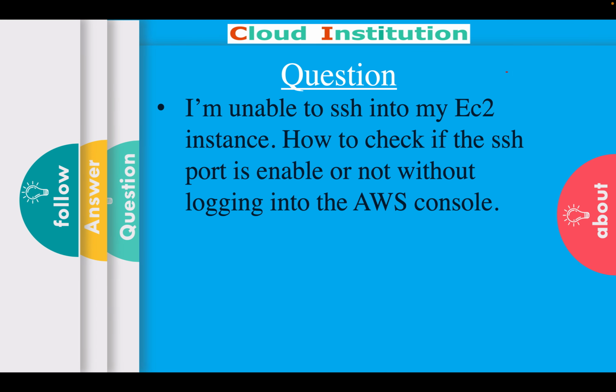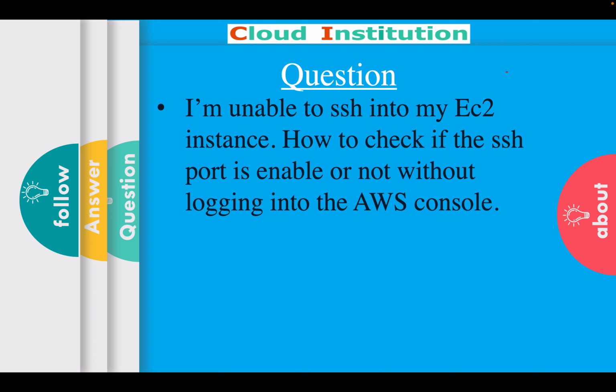The question is, I'm unable to SSH into my EC2 instance. So how to check if the SSH port is enabled or not without logging into the AWS console? The question here is very straightforward. I wanted to check whether SSH is enabled for my EC2 instance, but I don't have access to my AWS console, for example. I will not be able to log into my AWS console, but I wanted to see whether my EC2 instance has the SSH port enabled in the security group or not.